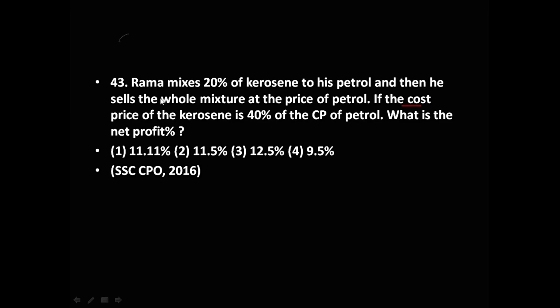Number 43. Rama mixes 20% of kerosene to his petrol, then he sells the whole mixture at the price of petrol. If the cost price of the kerosene is 40% of the CP of petrol, what is the net profit? Okay, so how can I do it? Firstly, if CP of petrol is 100 rupees per liter, then CP of kerosene is 40% of petrol, so it's 40 rupees per liter.